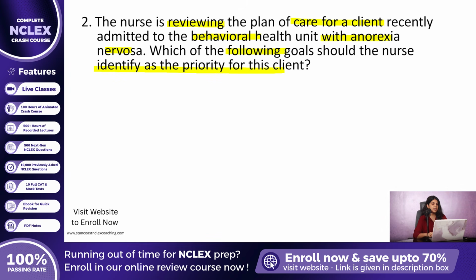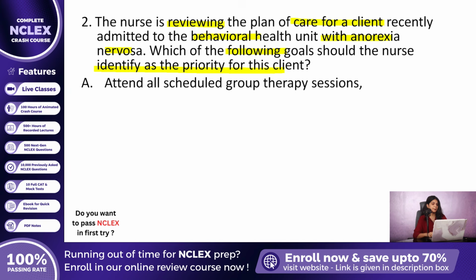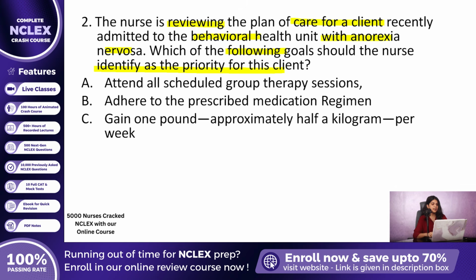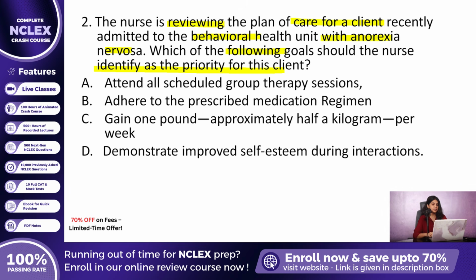The options are A. Attend all scheduled group therapy sessions. B. Adhere to the prescribed medication regimen. C. Gain 1 pound, approximately half a kilogram per week. Or D. Demonstrate improved self-esteem during interactions. The correct answer is option C. Gain 1 pound per week.